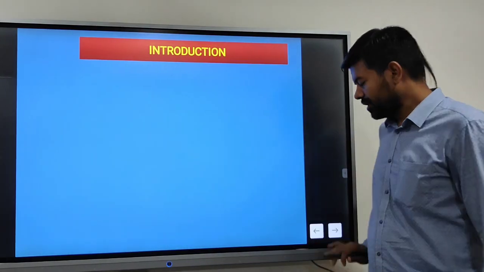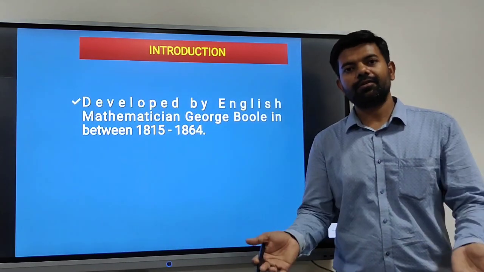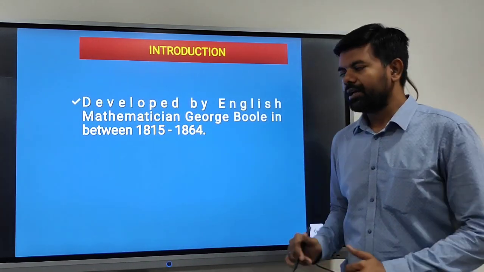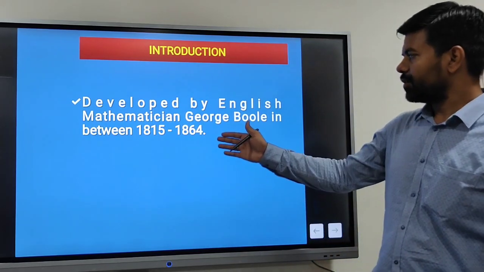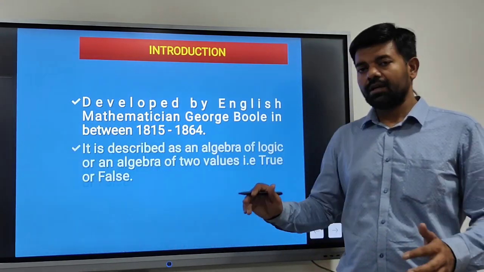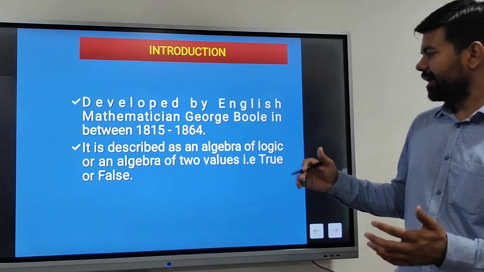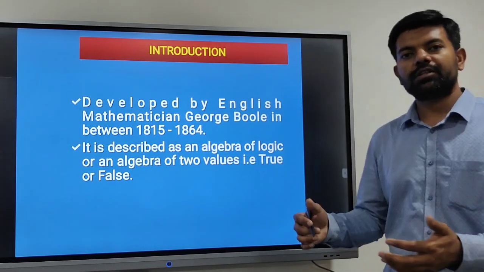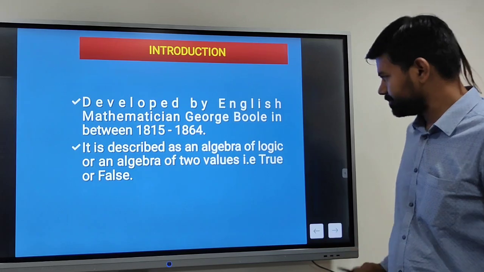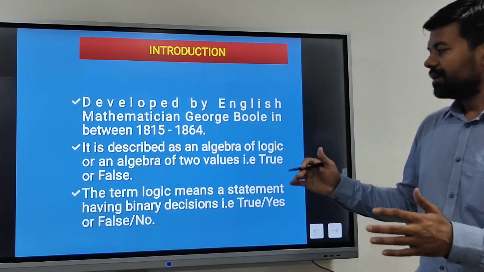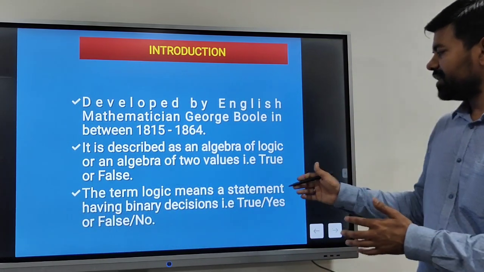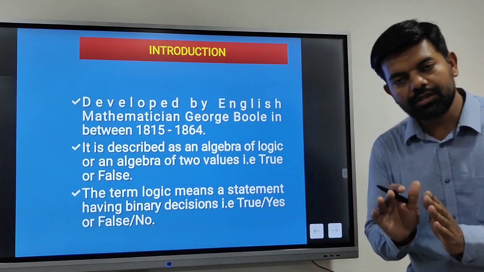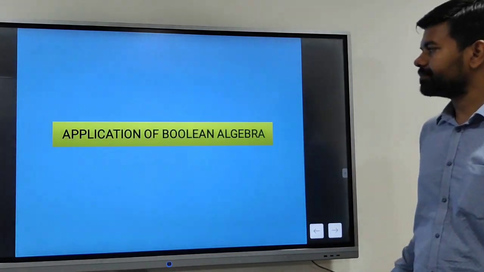In this introduction, as we know, Boolean algebra was first given by the mathematician George Boole, between 1815 and 1864. He also described an algebra of logic, or an algebra of two variables, that is true and false. In his terms, logic means a statement giving a binary decision, that is true, false or yes and no.